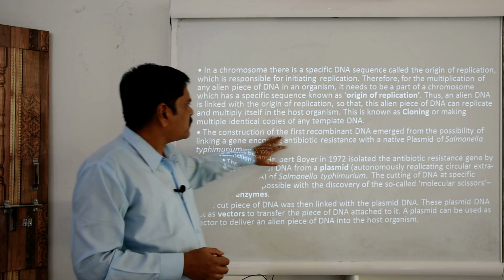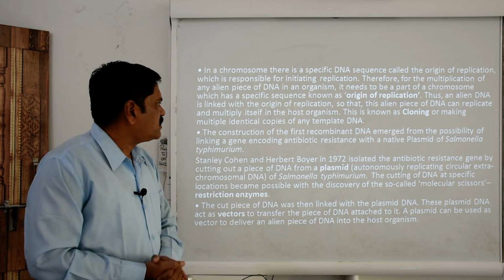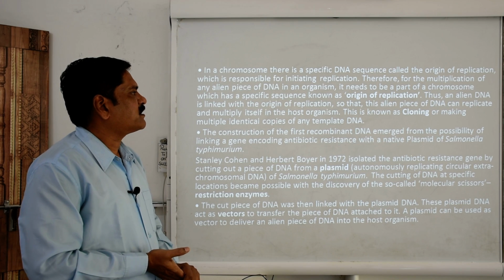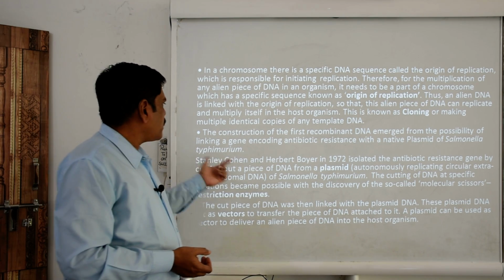Okay, so the construction of the first recombinant DNA emerged from the possibility of linking a gene encoding antibiotic resistance with the native plasmid of Salmonella typhimurium.